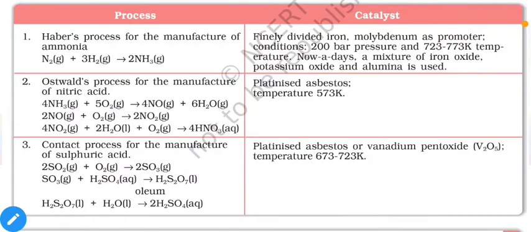And last is the contact process for manufacturing of sulfuric acid. So SO2 reacts with oxygen and gives SO3. SO3 with H2SO4 gives H2S2O7. And H2S2O7, oleum, when it reacts with one more water molecule it gives H2SO4. That means sulfur trioxide reacts with one molecule of sulfuric acid and produces oleum. When oleum reacts with one molecule of water, it produces two molecules of sulfuric acid.